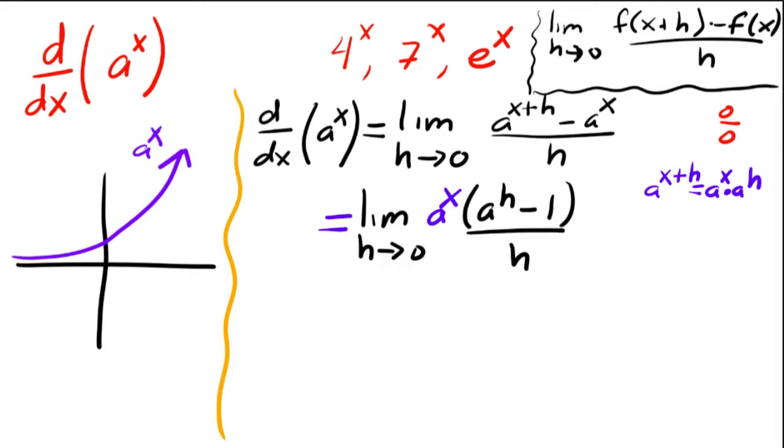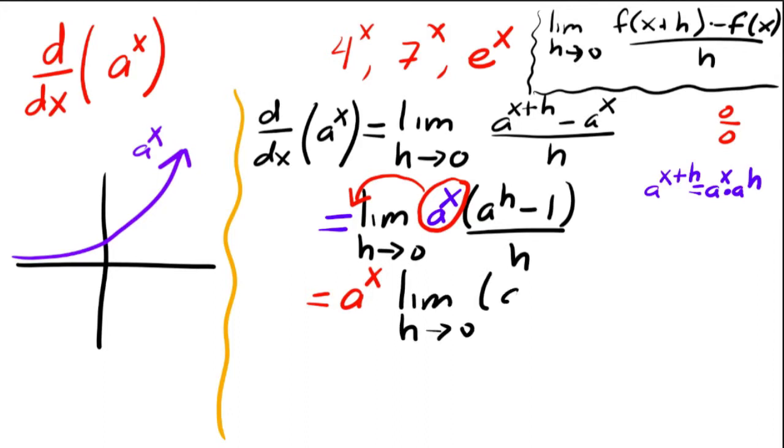Now notice also though that a to the x doesn't depend on h at all, and so you can take that a to the x outside of the limit. Now if this guy had an h in it, then you wouldn't be able to, but because you're taking the limit as h goes to 0, this guy can be taken out. So then you would have a to the x times the limit as h approaches 0 of a to the h minus 1 all over h. Okay, now our problem is we need to find this guy right here.